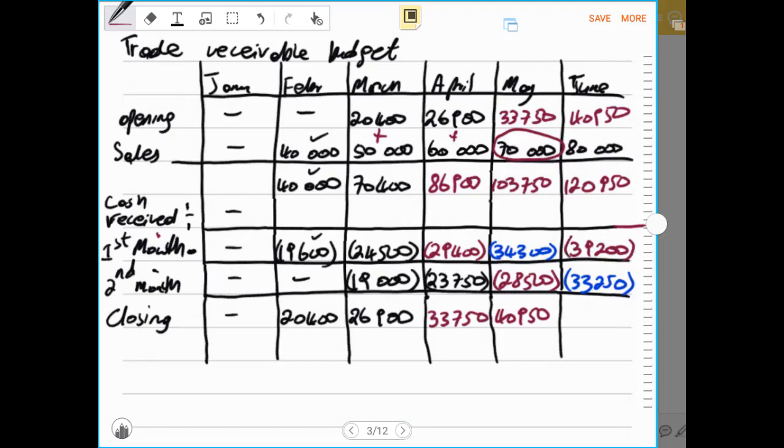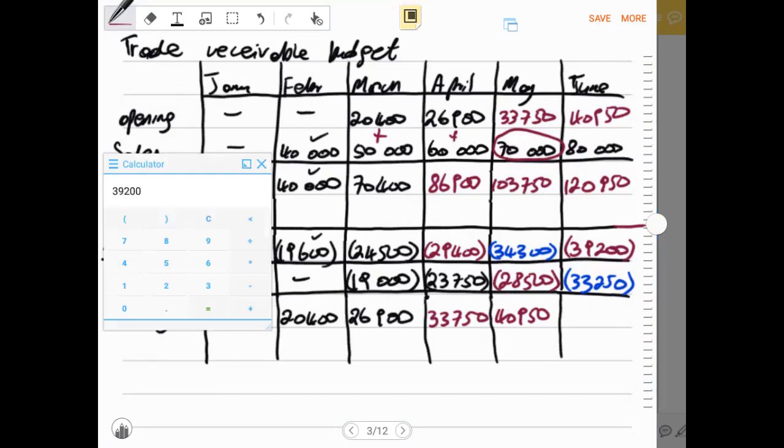39,200. Another 95% of the half will be received in July, and we don't do the budget for July. So the 95% of the half will be received in July, so we don't have to record that because it's outside the budget period or outside the scope of our budget.